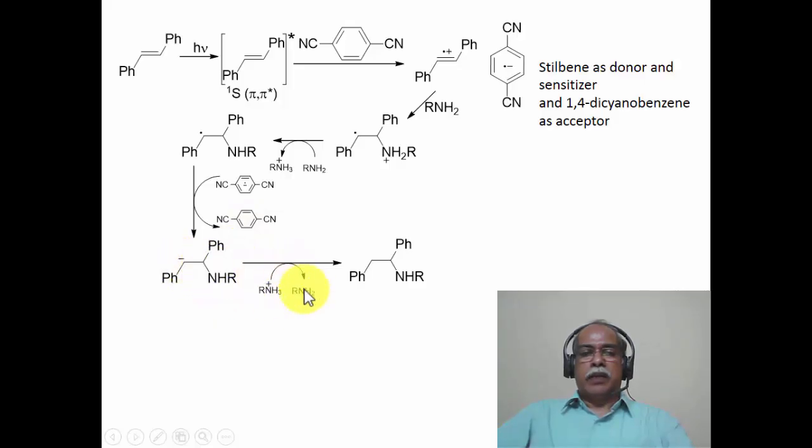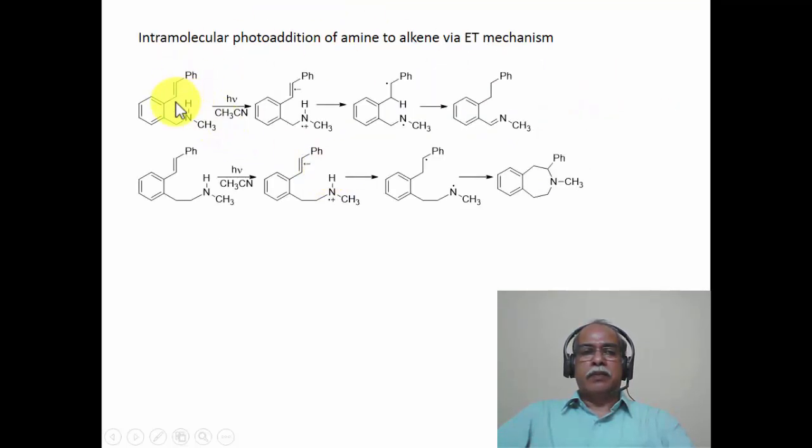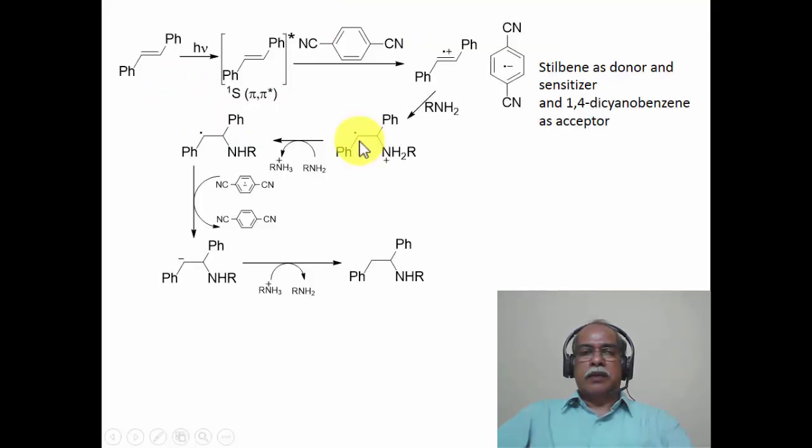So overall, the amine is actually added across the carbon-carbon double bond, but the mechanism is entirely different from the earlier mechanism. In the earlier mechanism, the stilbene acted as an acceptor, and the amine acted as a donor. In this particular case, because of the redox potential which is favorable for this electron transfer, the stilbene acts as a donor and the dicyanobenzene acts as an acceptor. So this is one way of describing it.